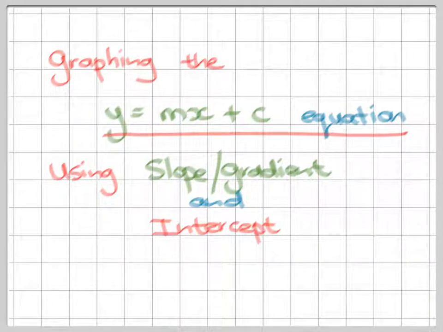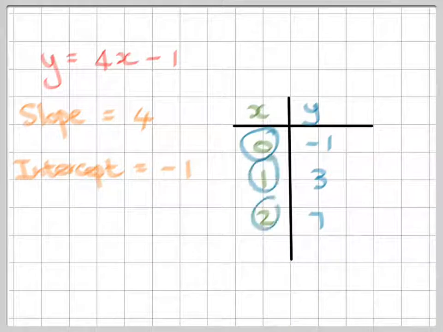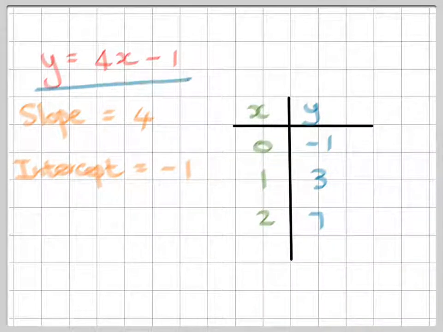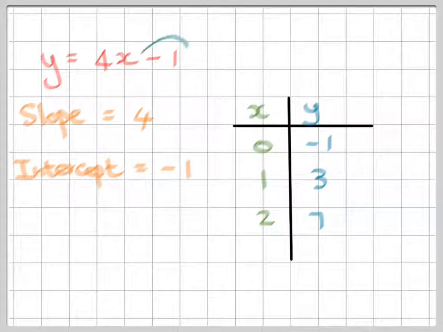Okay, so we're going to use the slope and gradient and y-intercept, and we have a formula here, y equals 4x minus 1. We're going to use that equation, okay? And if we were to plot it using 0, 1, and 2, we would come up with these coordinates: 0 and minus 1, 1 and 3, and 2 and 7, simply by plugging them into our equation up here. Now we can see from this that 4 is our slope or our gradient, okay? And minus 1 is where it's going to cut the y-axis.